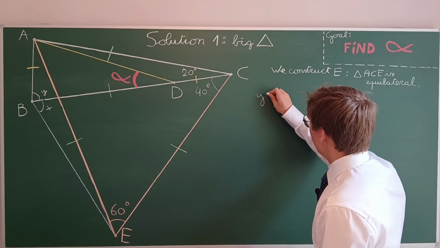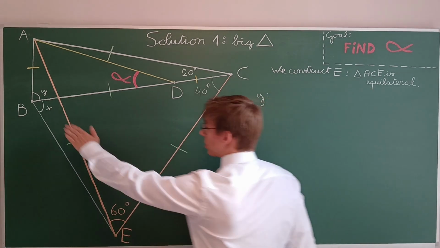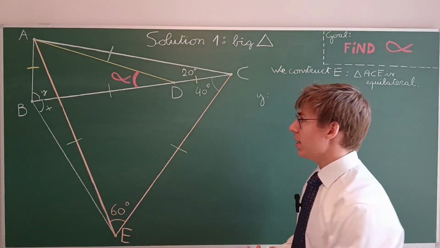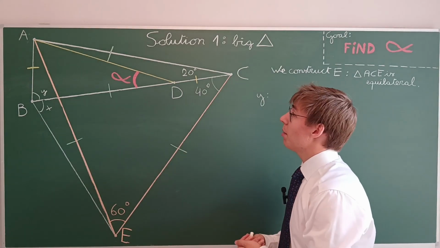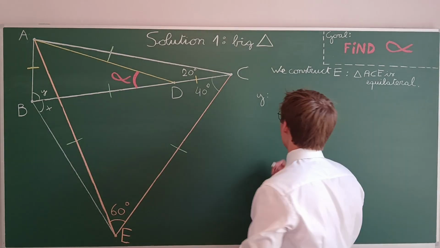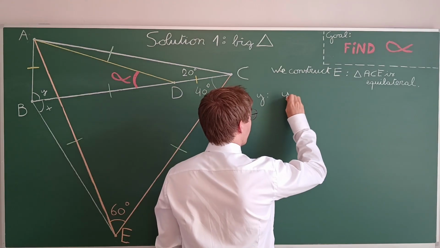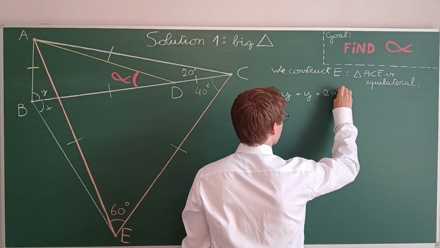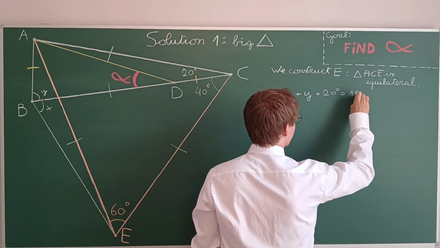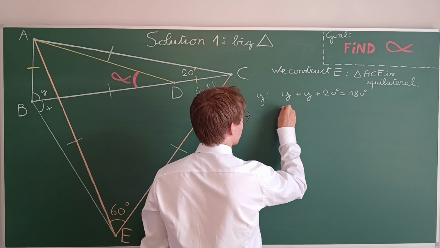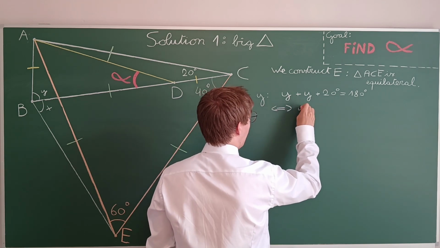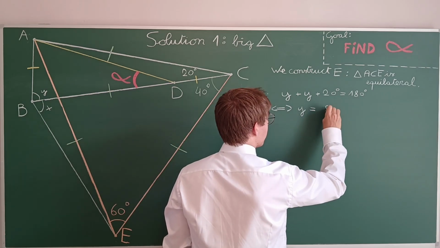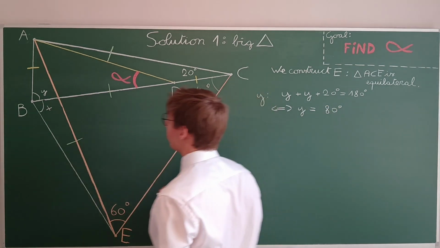For Y, we know that in this triangle ACB, the sum of all angles is 180 degrees. But we also know it is an isosceles triangle. So Y plus Y plus 20 degrees is equal to 180 degrees. So we get Y is equal to 160 divided by 2, so 80 degrees.